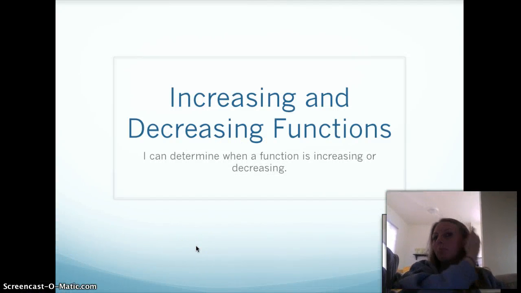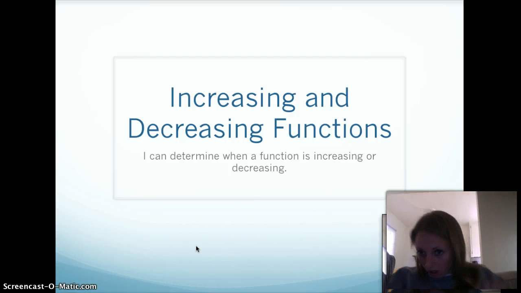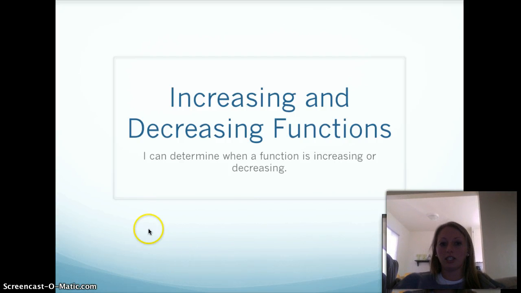So we've been talking about maximums and minimums, and what that means is where the function reaches the highest point or the lowest point. We've talked a lot about that, but we haven't really discussed how they get there. Where a function is increasing and decreasing is how you can determine that, and we're going to learn how to determine it. So we know where the max and mins are, just not where it's coming to that point or going away from.